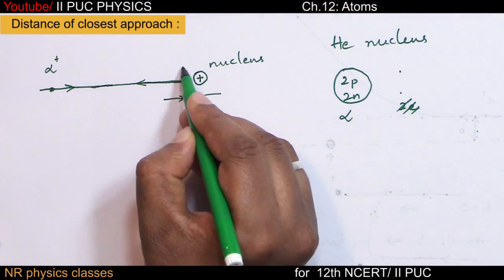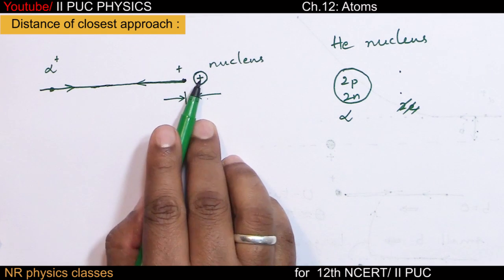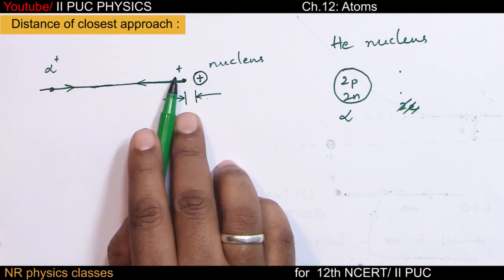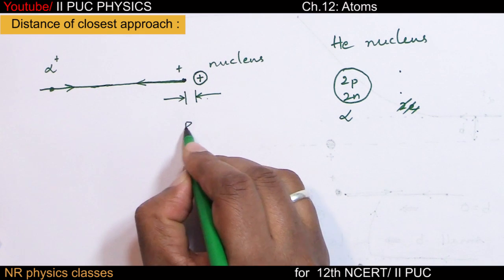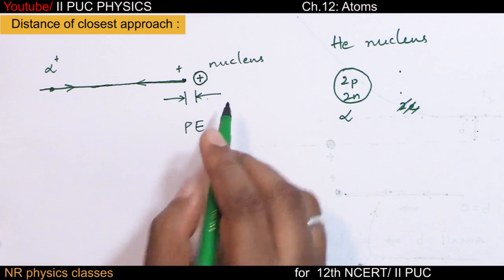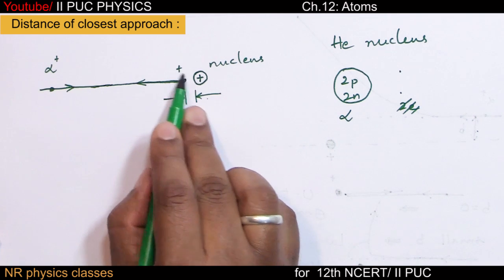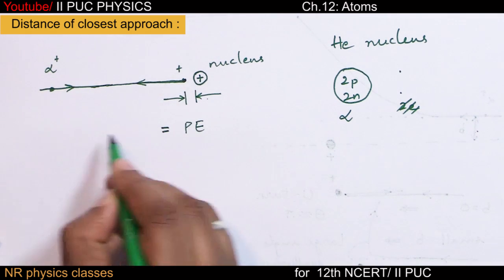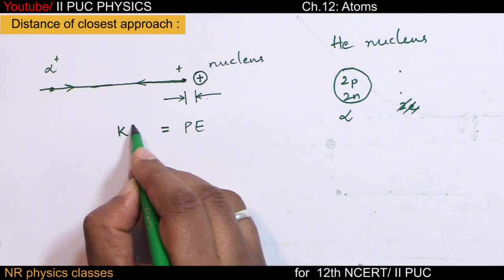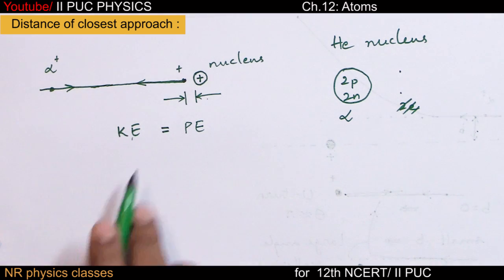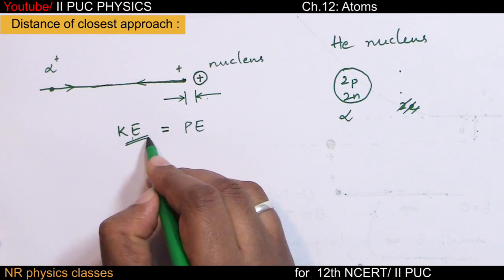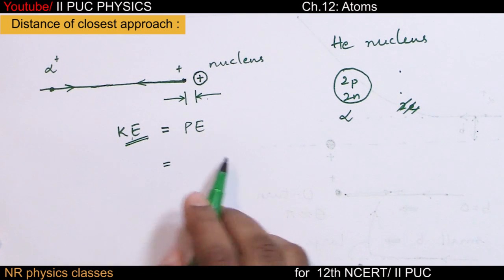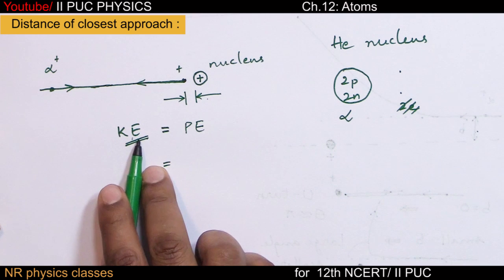See, this is alpha, positively charged. This is nucleus, positively charged. There are 2 charges separated by some distance, which means there is potential energy. And this potential energy of the 2 charges should be equal to the initial kinetic energy of the alpha particle. So this is from the law of conservation of energy. Kinetic energy is known, then we can find out the distance of closest approach.